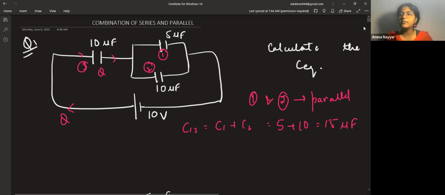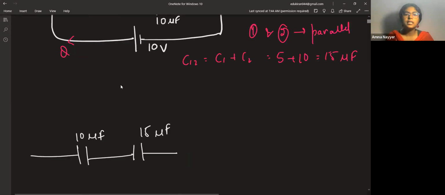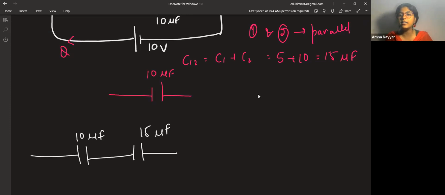Now class, the 10 microfarad that was there, we have reduced to 15 microfarad. Instead of both the wires which were connected, we have one common 15 microfarad. And 10 microfarad was already there. Now what can we see? First go step by step. We have reduced 1 and 2, and when we reduced 1 and 2, we obtained 15 microfarad. Then 15 microfarad with 10 microfarad.